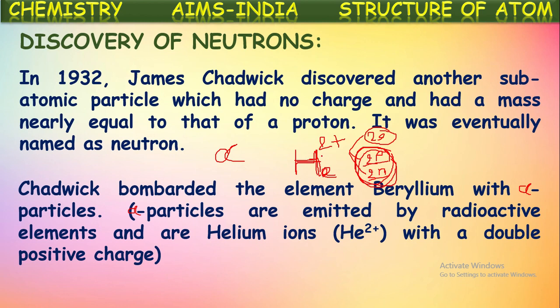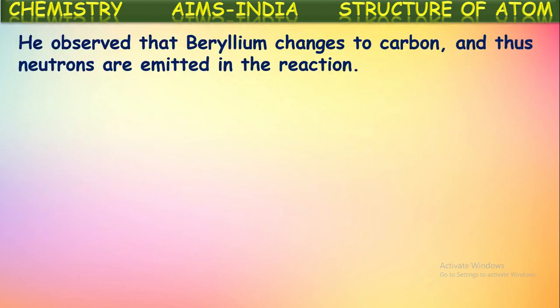Now, James Chadwick used these alpha particles emitted from radioactive elements. He made them fall on beryllium atoms, to hit the beryllium atoms. Then he observed that beryllium changes into carbon. The bunch of two protons and two neutrons, which we call an alpha particle, hit the beryllium atom, and that beryllium atom changes into carbon, and thus neutrons are emitted in the reaction.